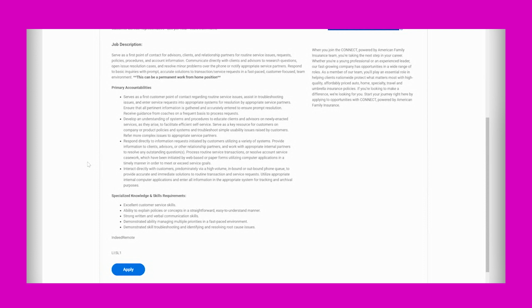You'll interact directly with customers, predominantly via a high-volume inbound or outbound phone queue, to provide accurate and immediate solutions to routine transaction and service requests. You'll utilize appropriate internal computer applications and enter all information in the appropriate system for tracking and archival purposes. So, specialized knowledge and skills required. You'll need to have excellent customer service skills, the ability to explain policies or concepts in a straightforward, easy-to-understand manner, strong written and verbal communication skills, demonstrated ability to manage multiple priorities in a fast-paced environment, and demonstrated skill troubleshooting in identifying and resolving root cause issues.